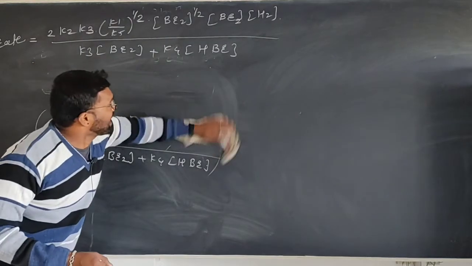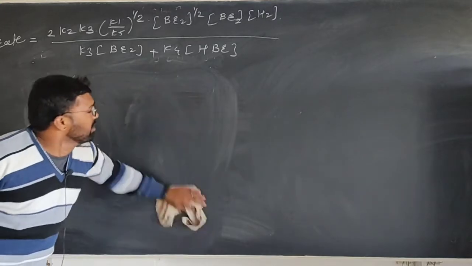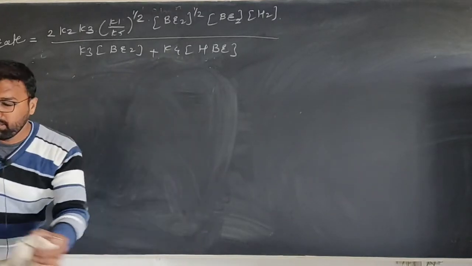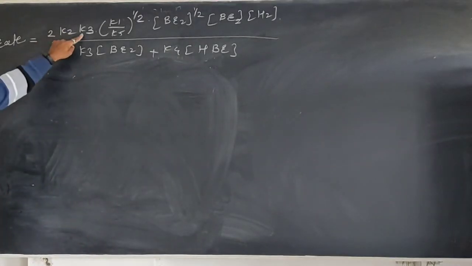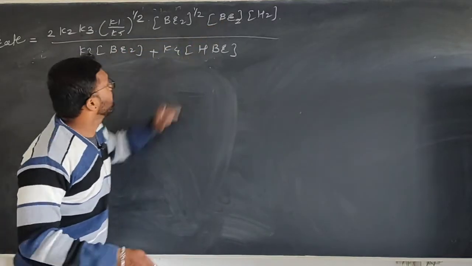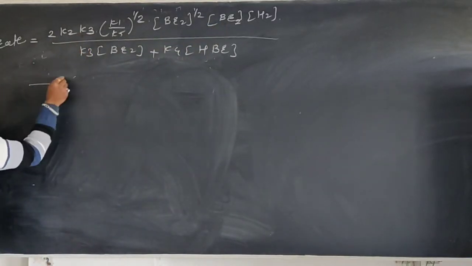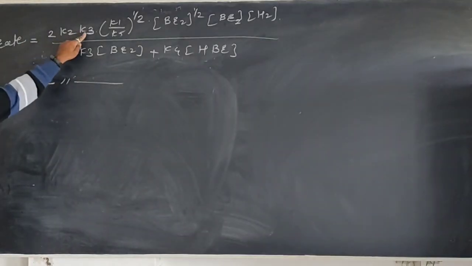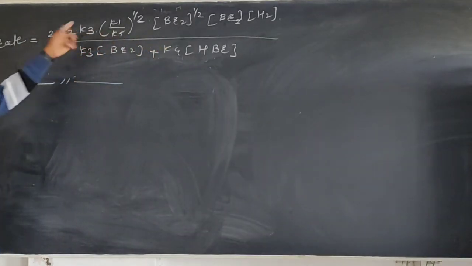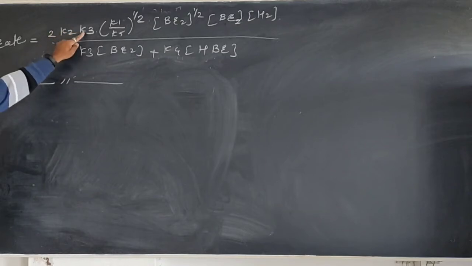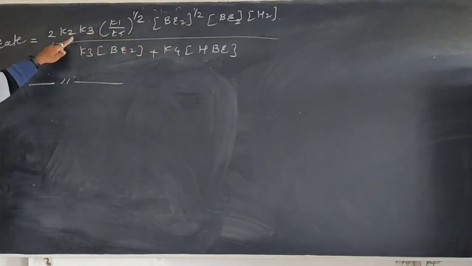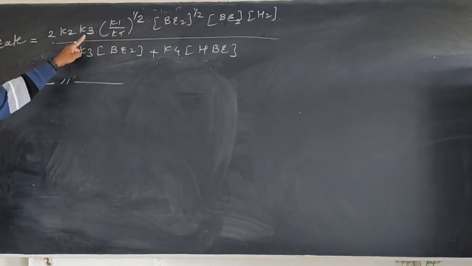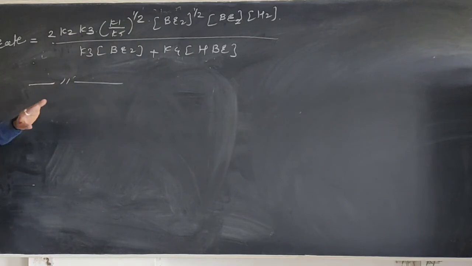Okay, what did we do here? I multiply and divide both numerator and denominator by K3 into Br2, right? Multiply both numerator and denominator by K3 into Br2. Okay, sorry, only divide the numerator and denominator by K3 into Br2. K3 into Br2, K3 into Br2, from this numerator goes on cancelling.